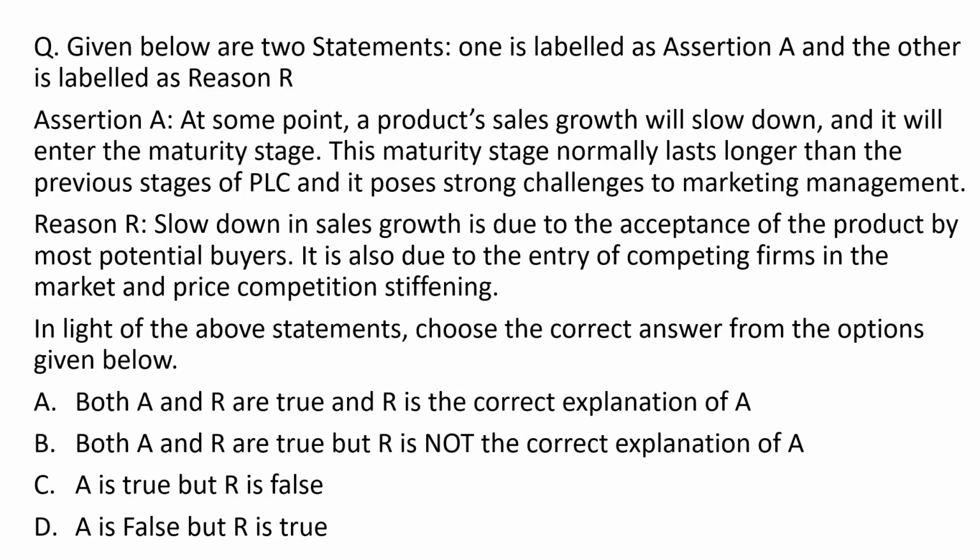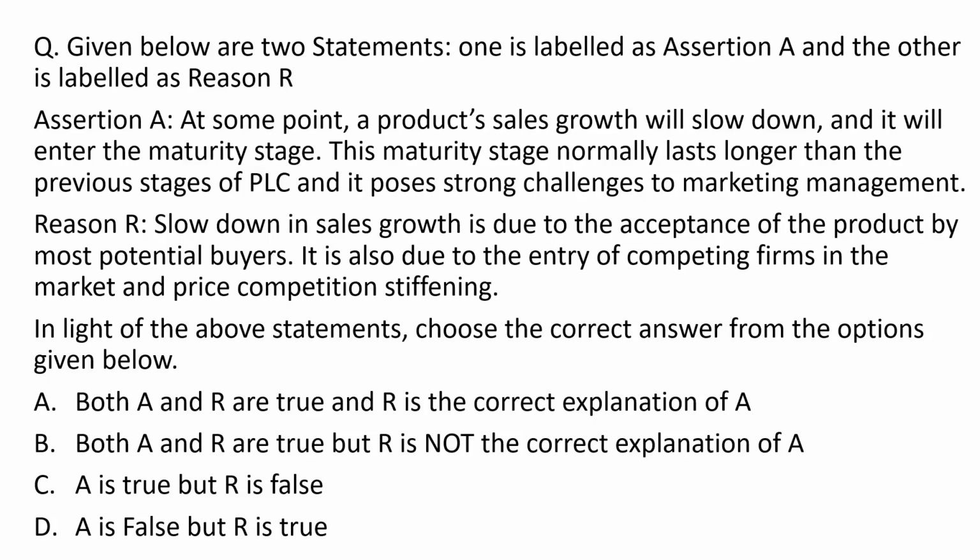Let's move to the next question. Assertion A: At some point, a product's sales growth will slow down and it will enter the maturity stage. This maturity stage normally lasts longer than the previous stages of the PLC, and it poses long challenges in marketing management. Reason R: The slowdown in sales growth is due to the acceptance of the product by most potential buyers, the entry of competing firms in the market, and stiffening price competition.